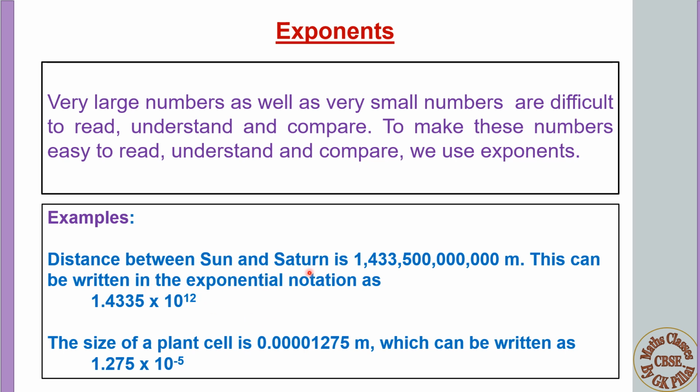Distance between Sun and Saturn is this much meter. This can be written in the exponential notation as 1.4335 into 10 to the power of 12. About this I will be discussing later on. The size of a plant cell is 0.00001275 meter and this can be written as 1.275 into 10 to the power of minus 5.